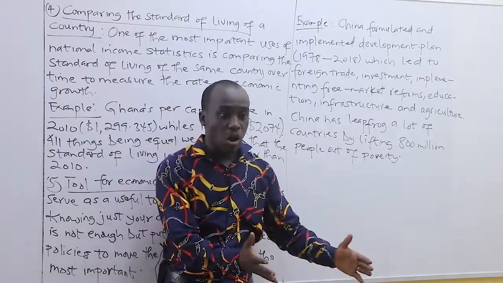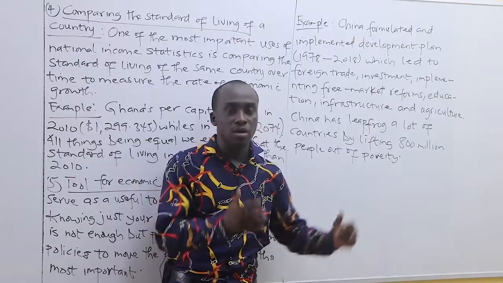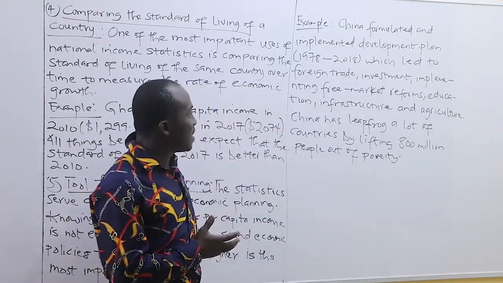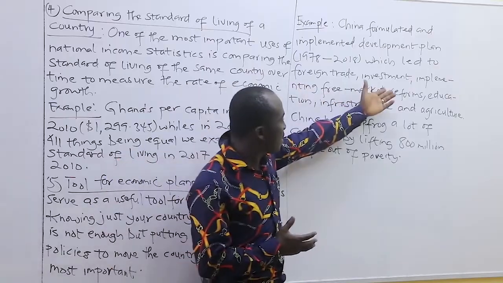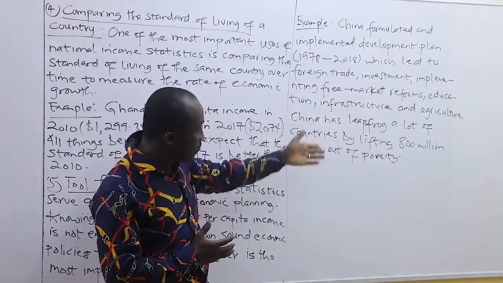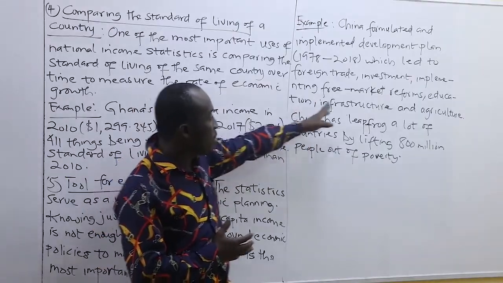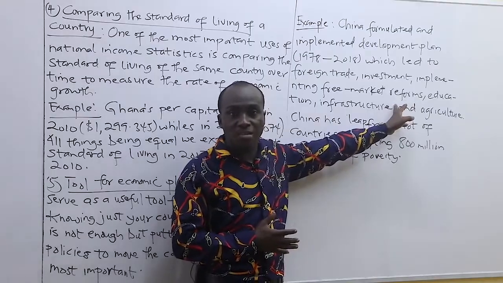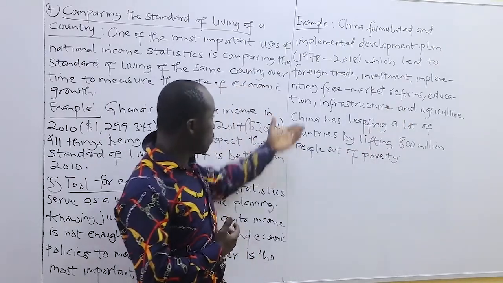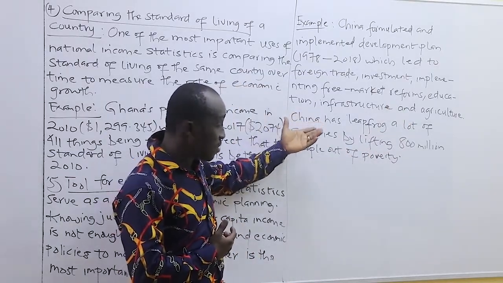That this is where our economy is. We don't like it. We want to move on and be like the Americans. People thought they could not do it. And it led to investment in foreign trade. There was investment. They moved from socialist to more free market reforms, where the private sector was given a key role. They also invested in education, infrastructure and agric.